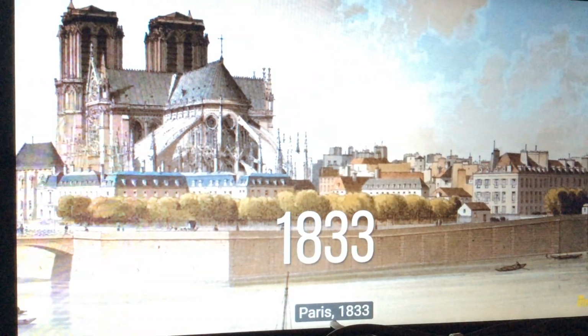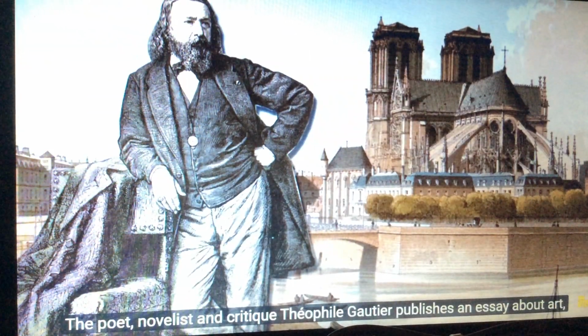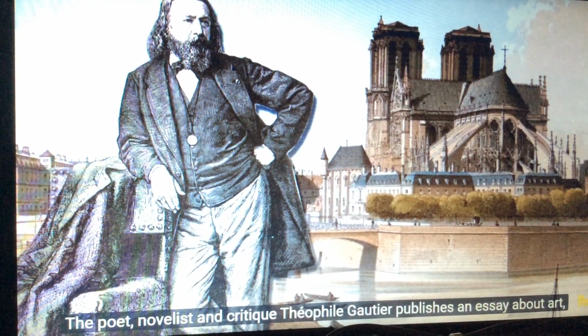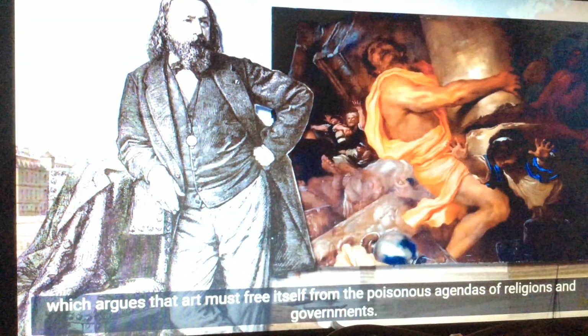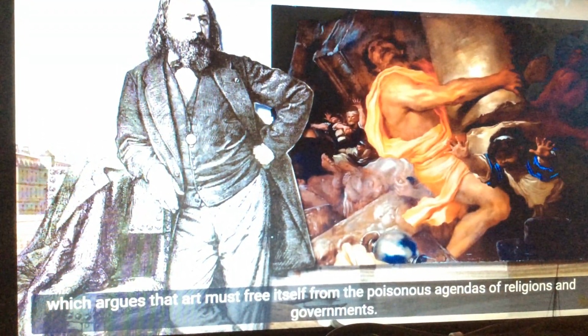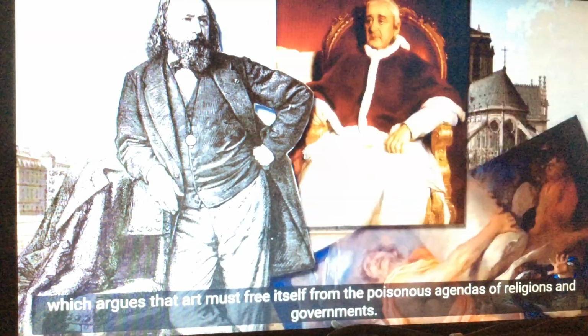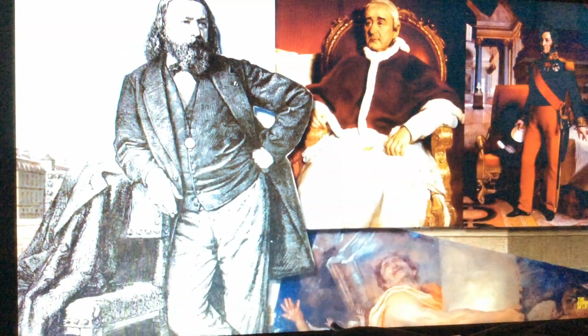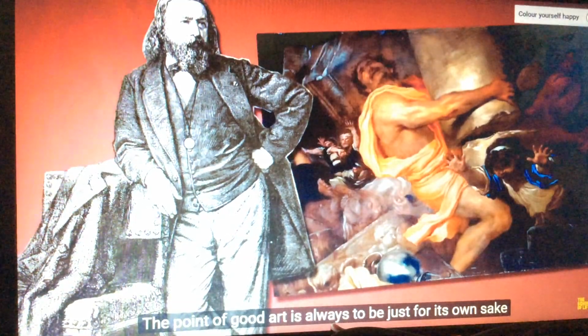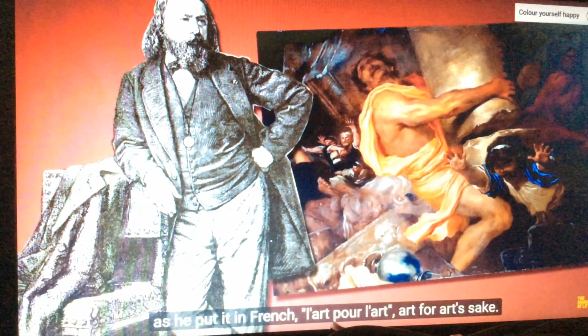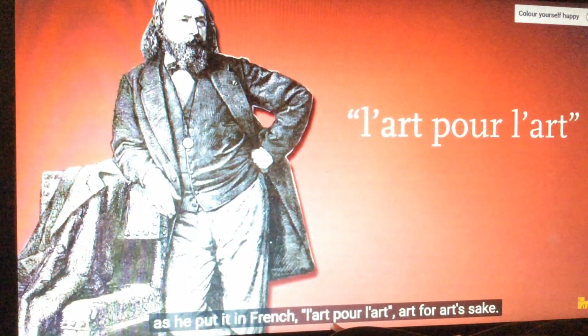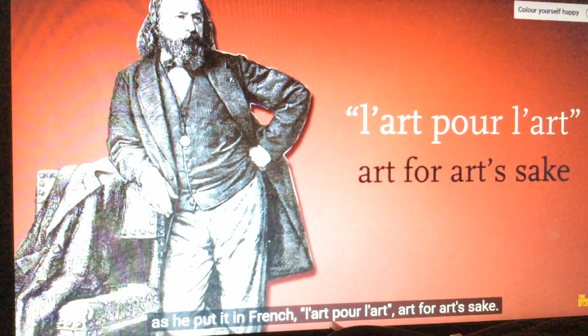Paris, 1833. The poet, novelist and critic Théophile Gautier publishes an essay about art, which argues that art must free itself from the poisonous agendas of religions and governments. The point of good art is always to be just for its own sake. As he put it in French, l'art pour l'art, art for art's sake.